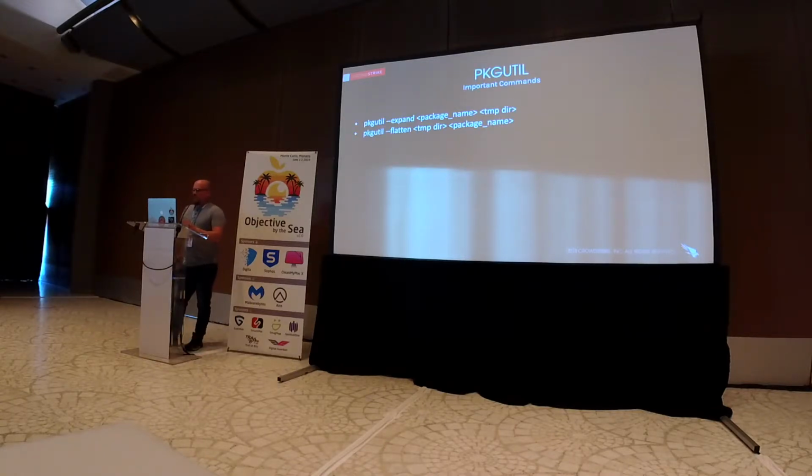Two commands you have to be familiar with, really one executable, and that's pkgutil. Basically, pkgutil lets us take a package and expand the contents to a directory of our choosing. And then after we've modified those files, pkgutil --flatten will turn that back into a package for us, and do all the verifications that the right directory structures are in place, and then we'll get a nice new PKG out of it.